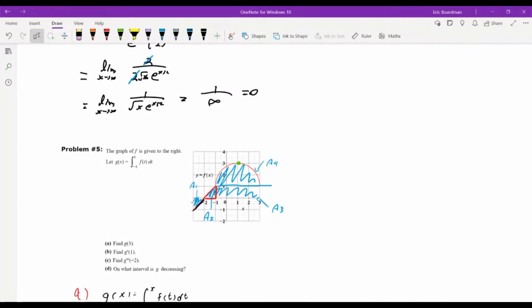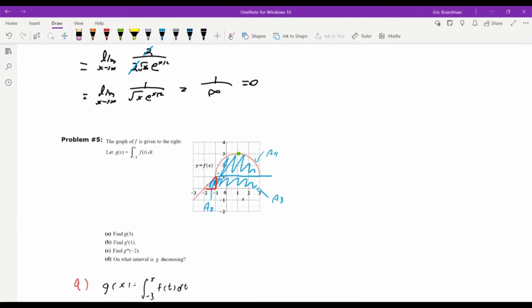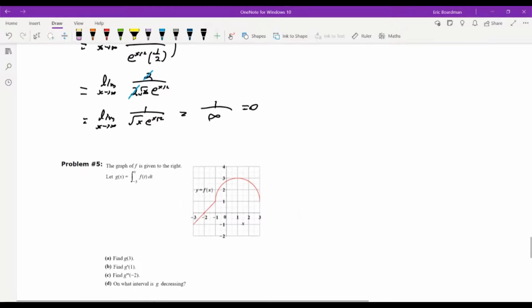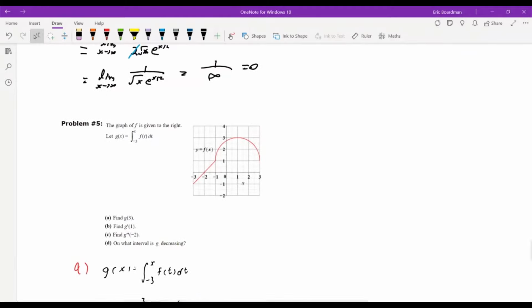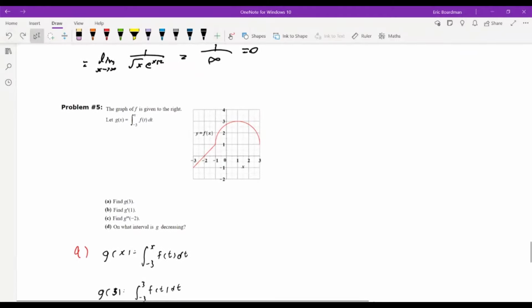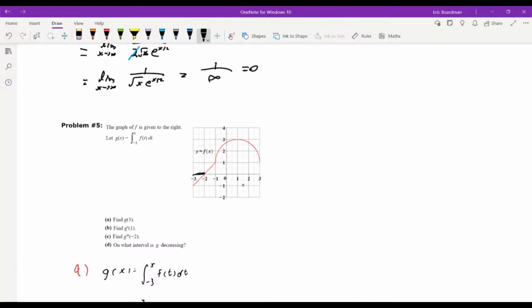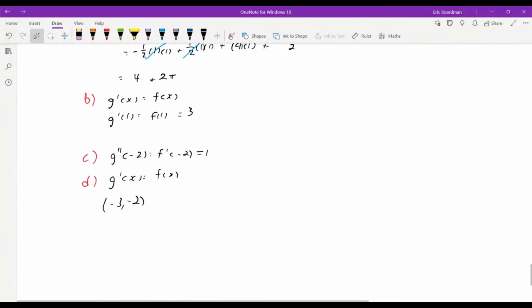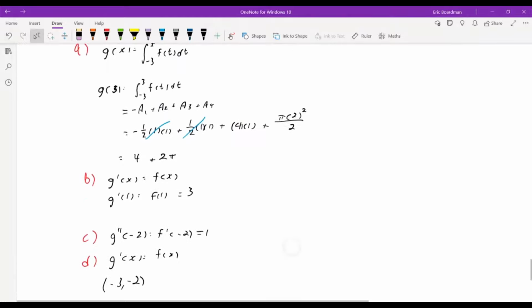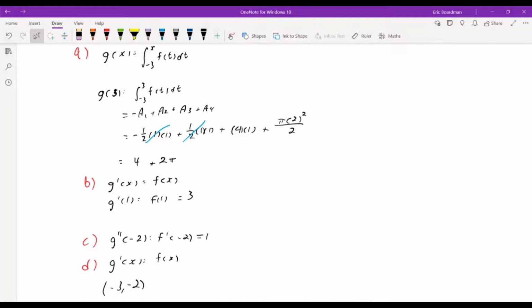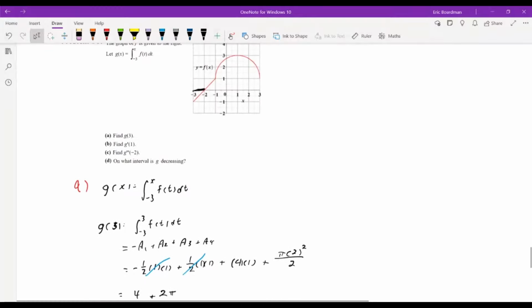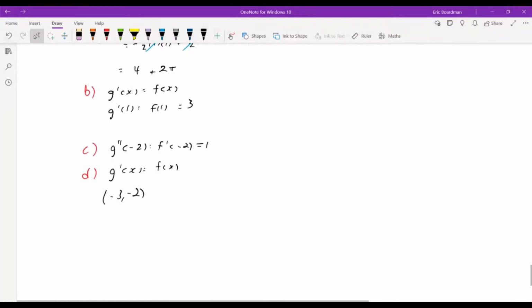And I'll clear up the graph. So when we want to find when G is decreasing, we just said that that's when F is negative, and F is negative only right here. Everywhere else it's positive, and that is in between -3 and -2 right there. So that's why it's -3 and -2. That makes sense? No problem. And now I'll go on to the next question.